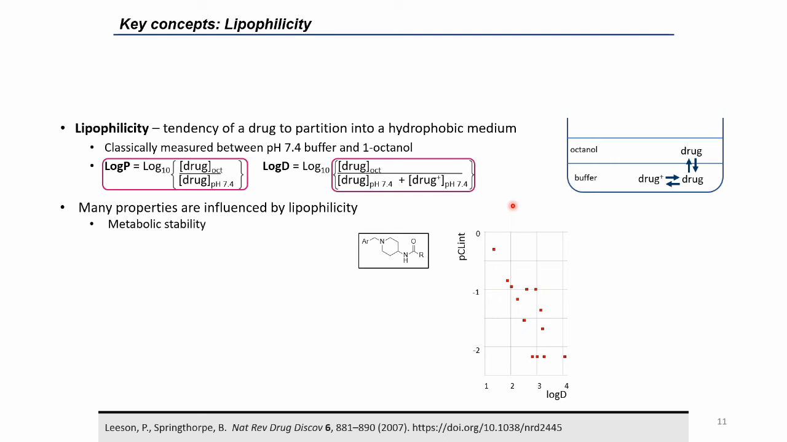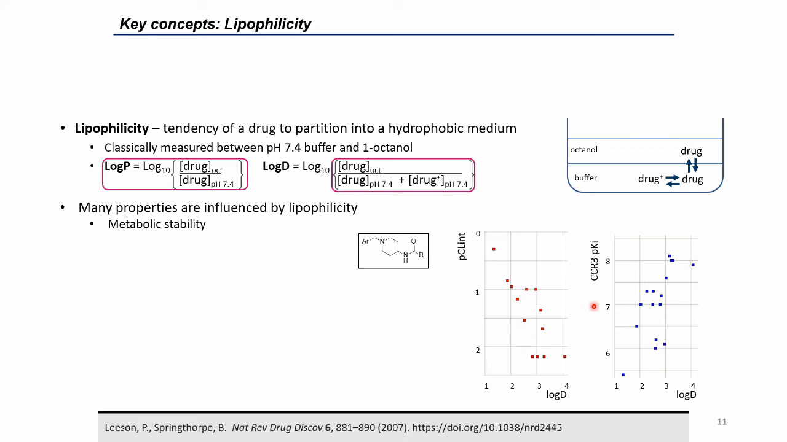Many properties are influenced by lipophilicity. And there's a plot here from a project I was involved with a few years ago, whereby metabolic stability was essentially inversely correlated with lipophilicity. So as the compounds became more lipophilic, the stability measured here in this log of the intrinsic clearance became lower. And for this project, the problem was that the potency went in the opposite direction. So as we made the compounds more lipophilic, the potency went up.